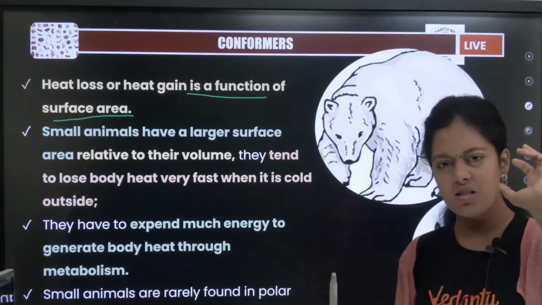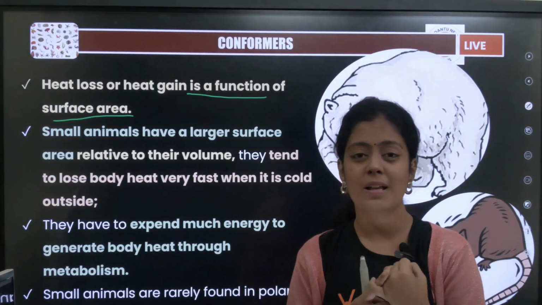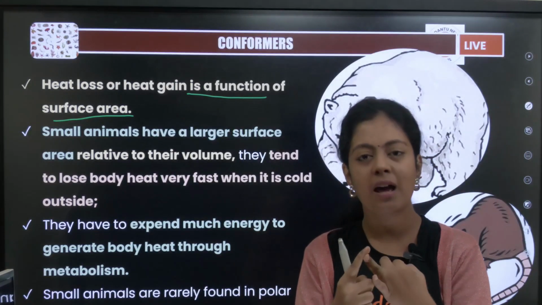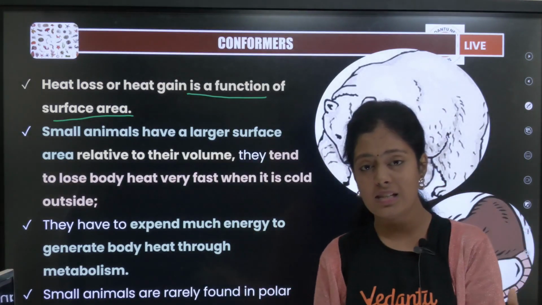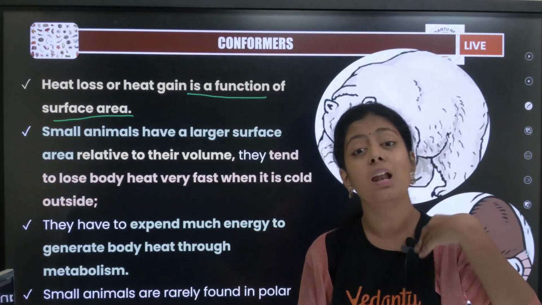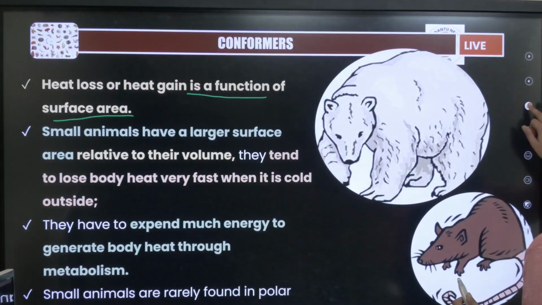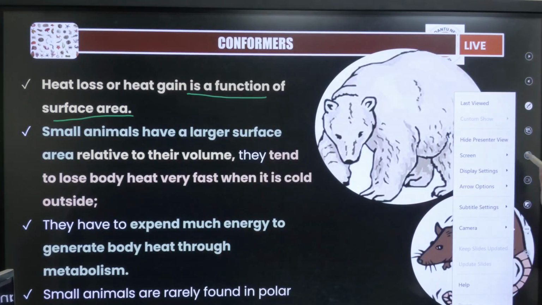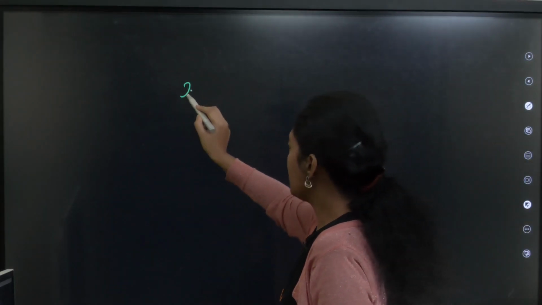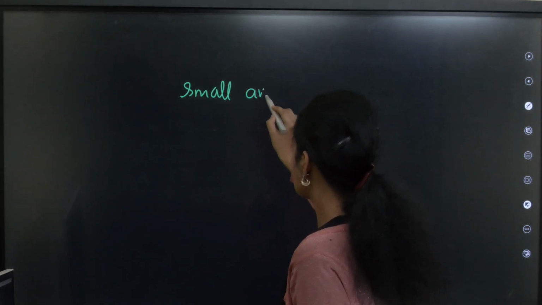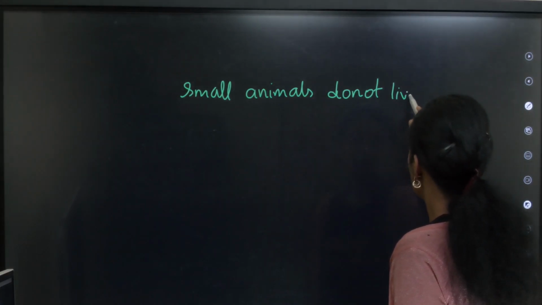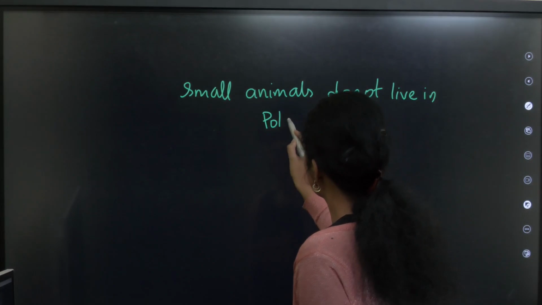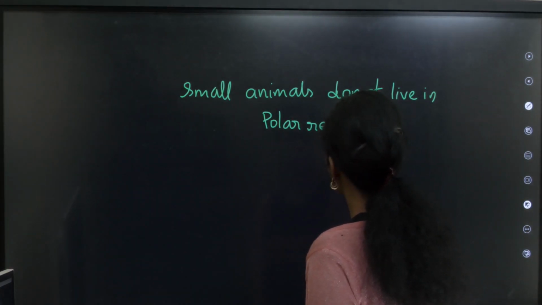On the other hand, if you look at animals in polar regions or cold climatic regions, be it a snow leopard or a polar bear, every animal is very huge. They will be very huge. Okay, so the greater the size, the lesser the surface area, so the lesser the heat loss. This is how they can ask you a question in your exam. Small animals do not live in polar regions, give reason.